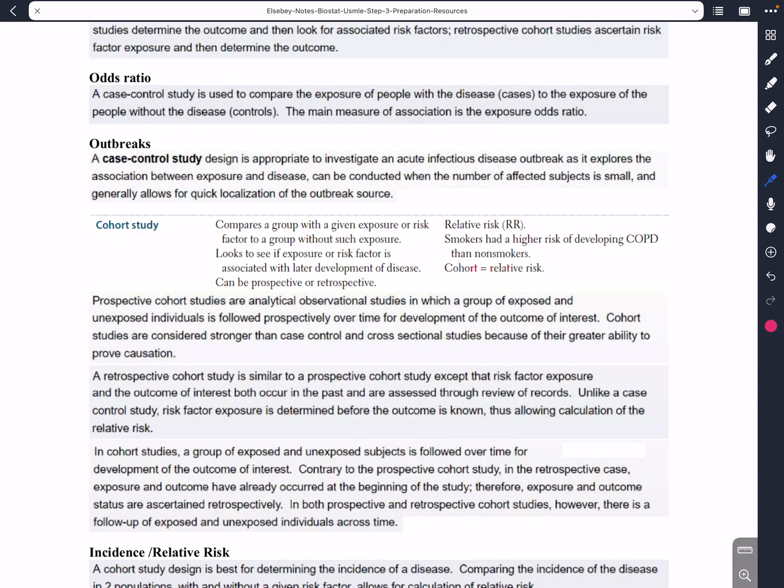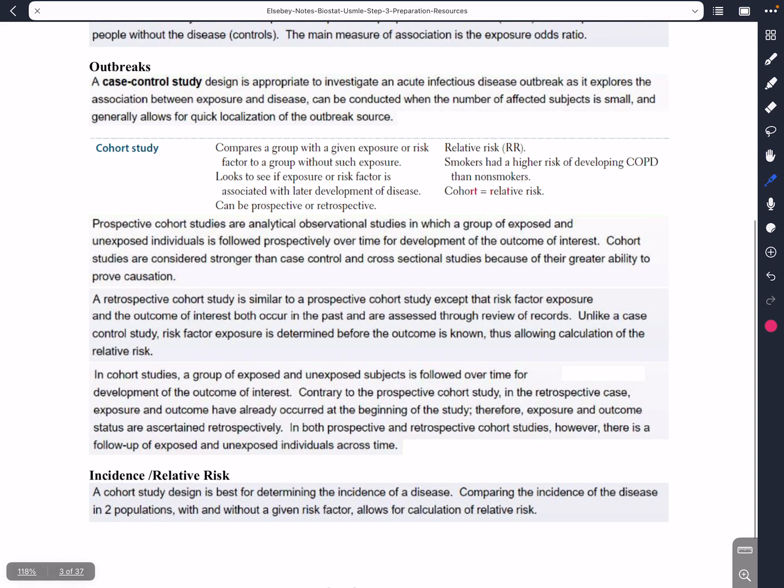Smokers had a higher risk of developing COPD than non-smokers. That would be a cohort study. So cohort is always measuring relative risk. Smokers had a higher risk of developing COPD than non-smokers. So for COPD, there's a relatively higher risk with smoking than in people who do not smoke.